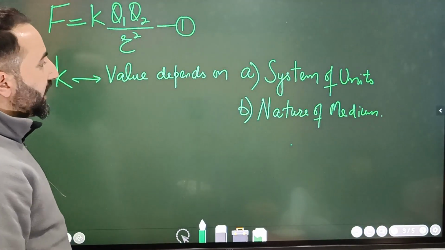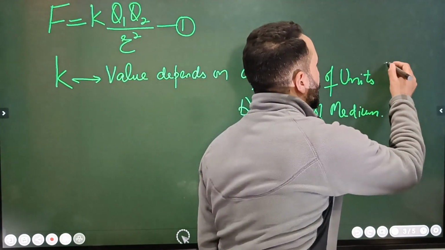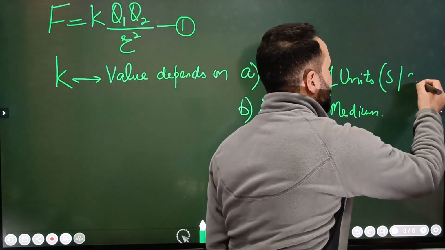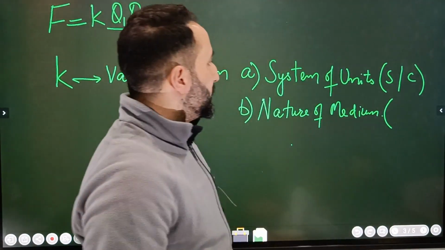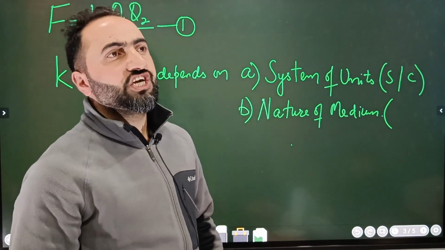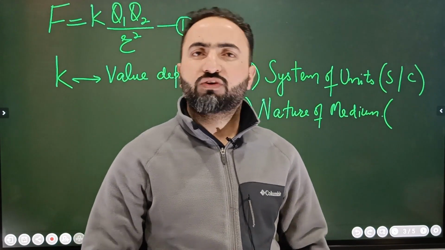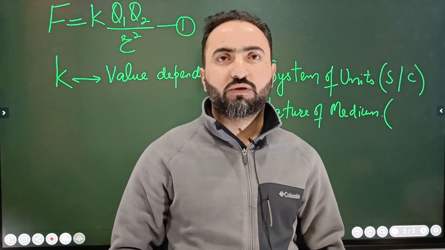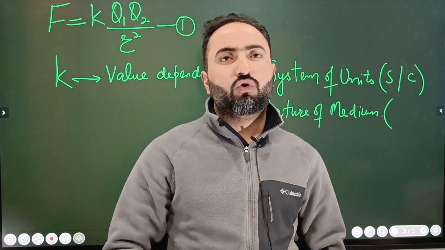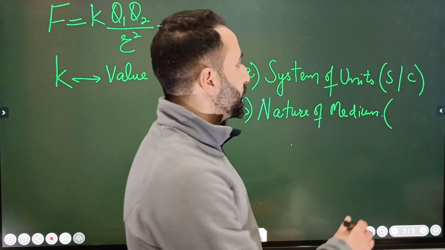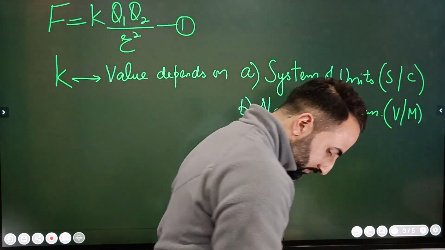So what does K depend on? Number one, it depends upon the system of units. That means there are two types of system of units, SI and CGS. S implies SI, C implies CGS. And its value also depends on the nature of the medium. In general, all the media are classified into two categories. One we call vacuum or free space, and the second is called the rest of the medium, all other media apart from vacuum. So here I will write down V and M. Where V is what?